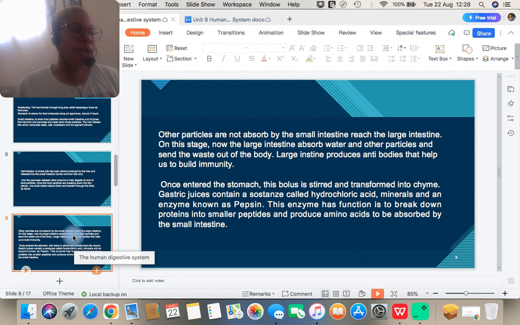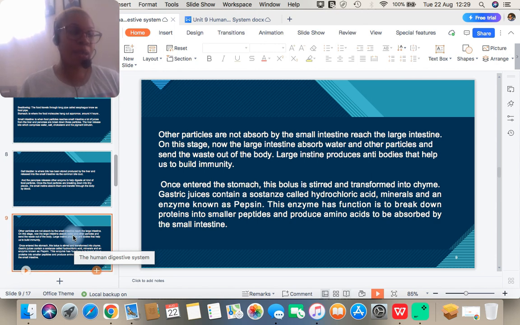Other particles not absorbed by the small intestine reach the large intestine. At this stage, the large intestine absorbs water and other particles and sends the waste out of the body. The large intestine produces antibodies that help us build immunity.